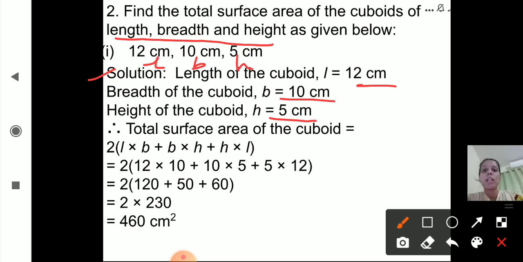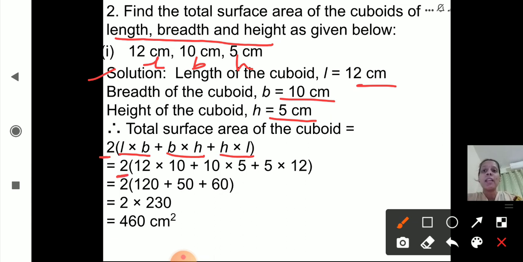So what is the formula to find out total surface area of cuboid? Total surface area of cuboid is equal to 2 outside the bracket, inside the bracket L into B, means length into breadth, plus B into H, breadth into height, plus H into L, or you can write it as L into H, that is also correct. So H into L, height into length, or length into height, that also we can write. Okay, now put the values, 2 outside the bracket.